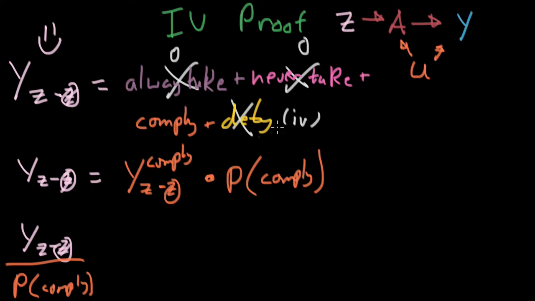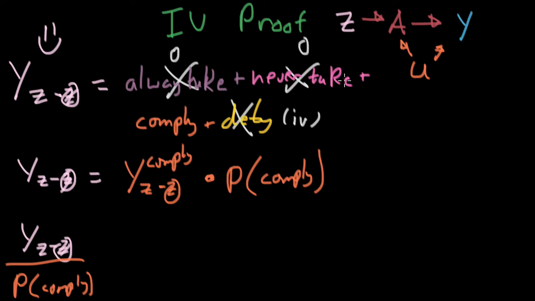So what if there was no association between Z and A? So what if I gave people their medication and then they just kind of randomly took it or not? So they're either always takers or never takers. Well, that would be a problem. No one would be a complier in our example.